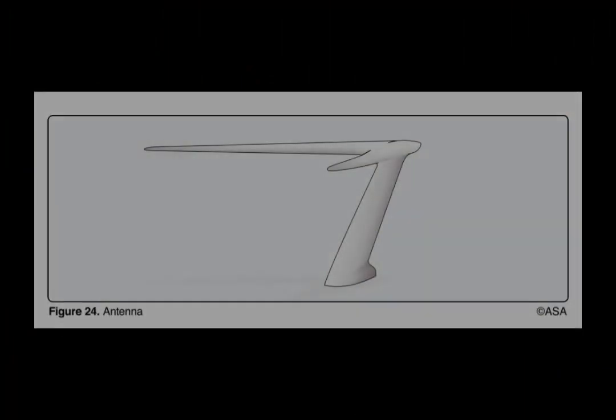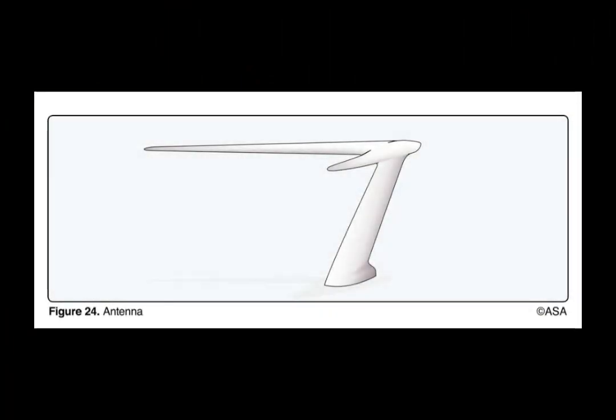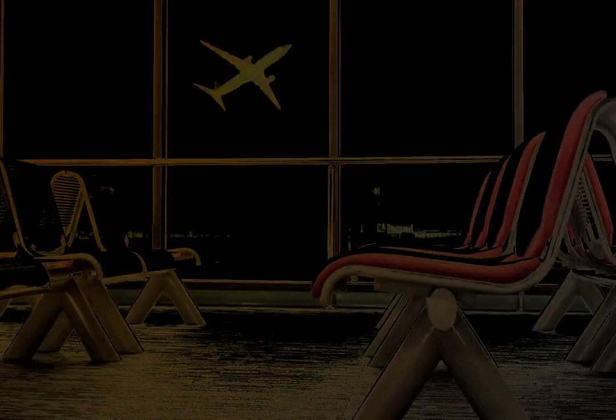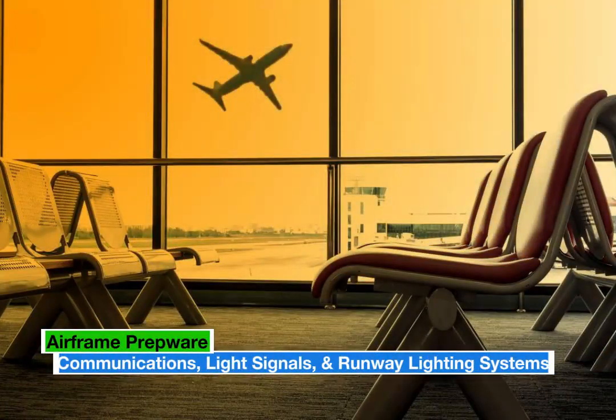Refer to Figure 24. What kind of antenna is this? A dipole antenna. Part of the ADF system used on aircraft includes sense and loop antennas.